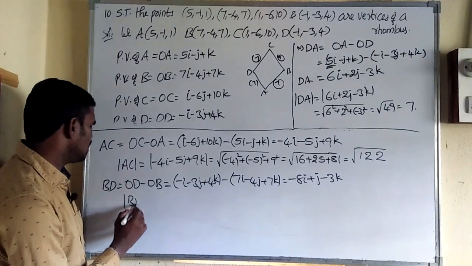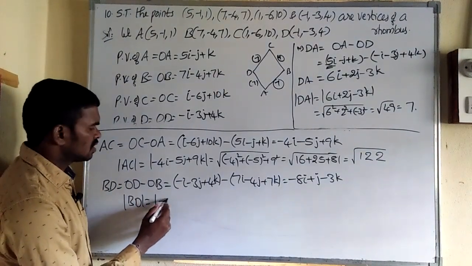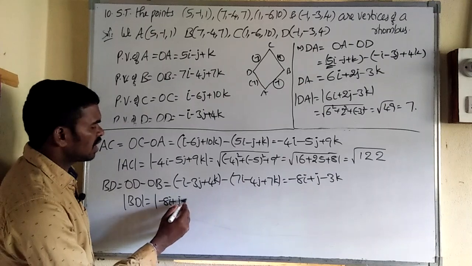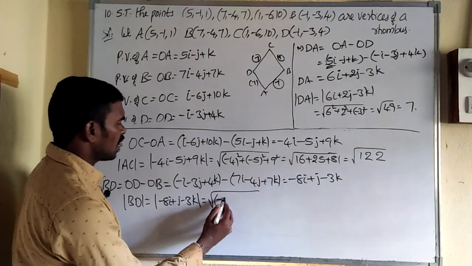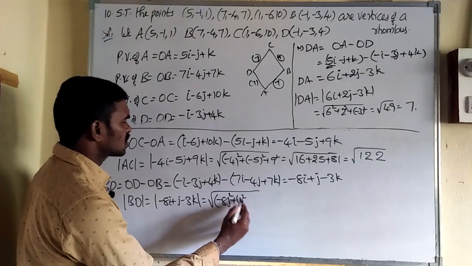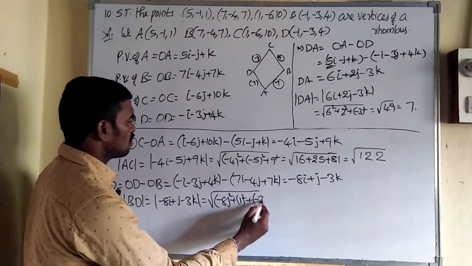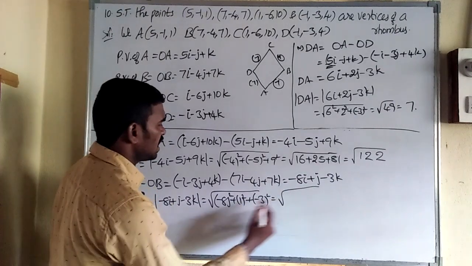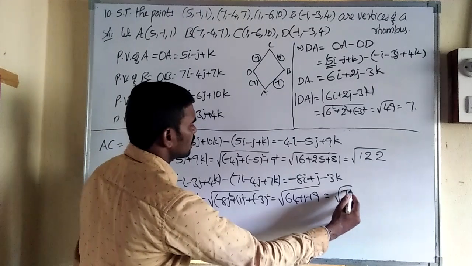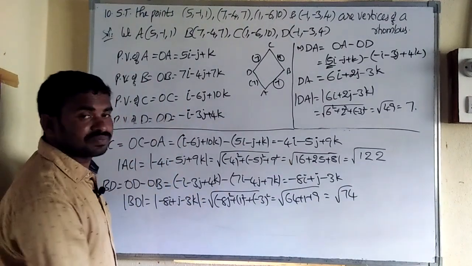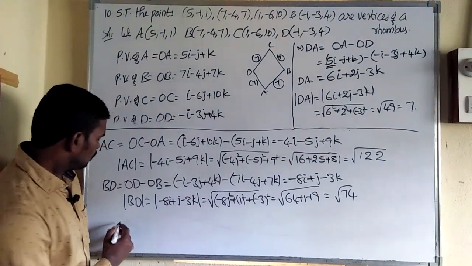Immediately, modulus BD equal to modulus of minus 8i plus j minus 3k, which is equal to root of: i coefficient minus 8 whole square, j coefficient 1 square, and k coefficient minus 3 whole square, which is root of 64 plus 1 plus 9. So which is root 74. Are both the same? No.